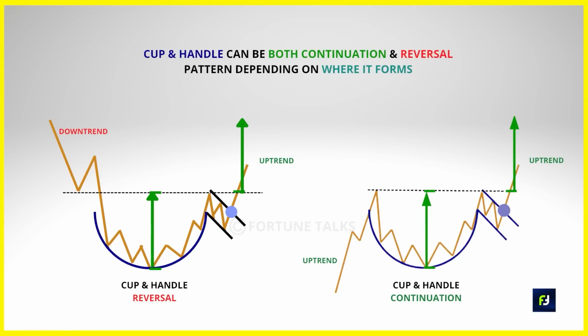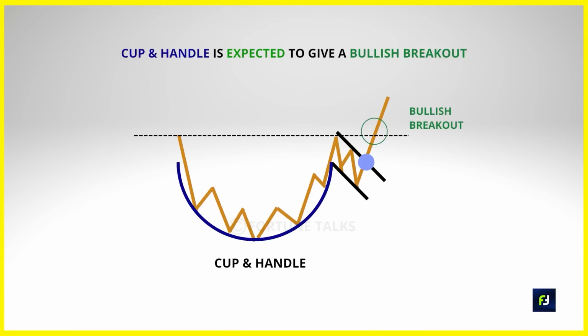In my opinion, the cup and handle pattern can be both a continuation and a reversal pattern. Now it depends on where it is formed in the chart. If it is formed during an uptrend, then this pattern indicates a bullish continuation. Likewise, if it gets formed during a downtrend, the pattern will indicate a bullish reversal. Now, I am not actually concerned about where the pattern forms, but I am more interested in the fact that the breakout always occurs towards the upside. That is, the cup and handle pattern is expected to give a bullish breakout.